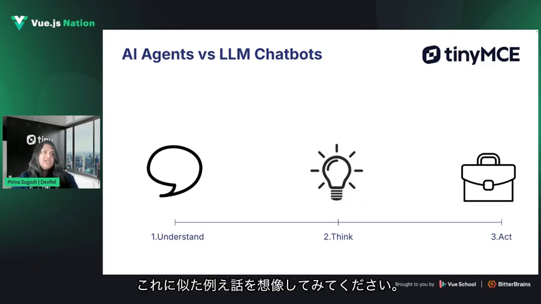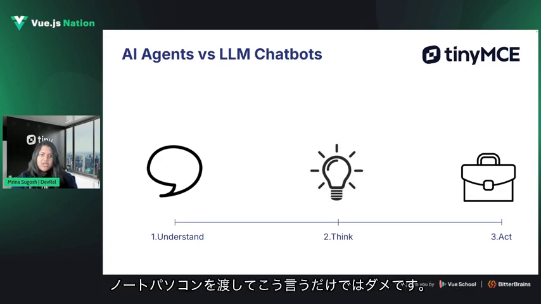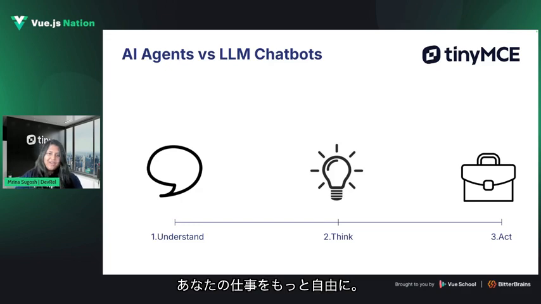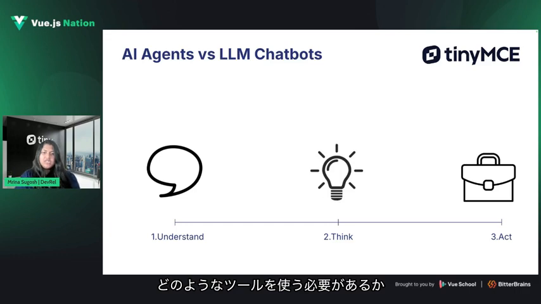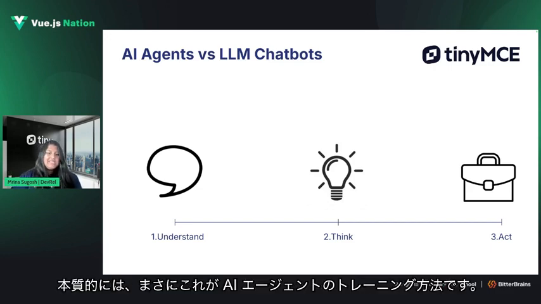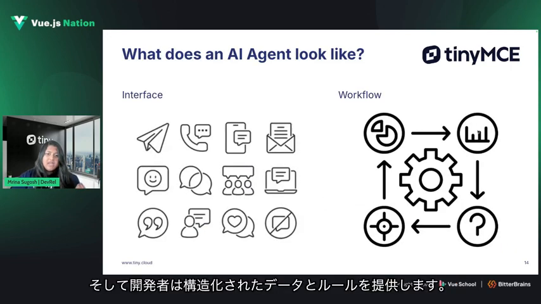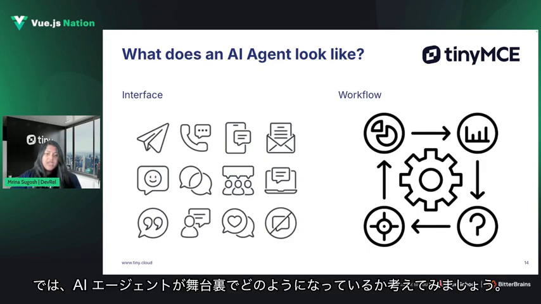A good analogy for this is, imagine you're onboarding a new team member at work. You wouldn't just hand them a laptop and say, figure your job out, right? Instead, you provide clear instructions, what tools they need to use, how to handle certain tasks, and what steps they need to follow in terms of processes. That's exactly how AI agents are trained, essentially. And developers provide them with structured data and rules.